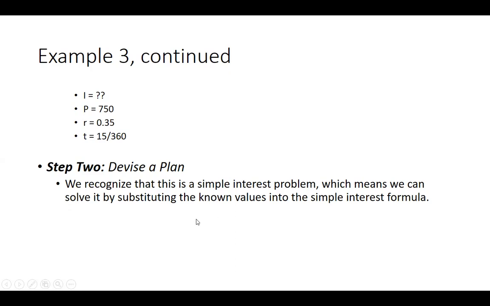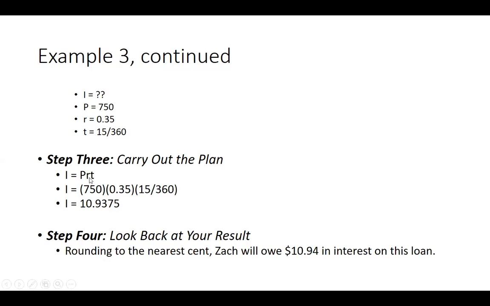Once again, we recognize that this is a simple interest problem, which means we can solve it by substituting the known values into the simple interest formula. So let's do that. Replace P with 750. Replace R with 0.35. Replace T with the fraction 15 over 360. Or on the calculator, you could multiply by 15 and then divide by 360.